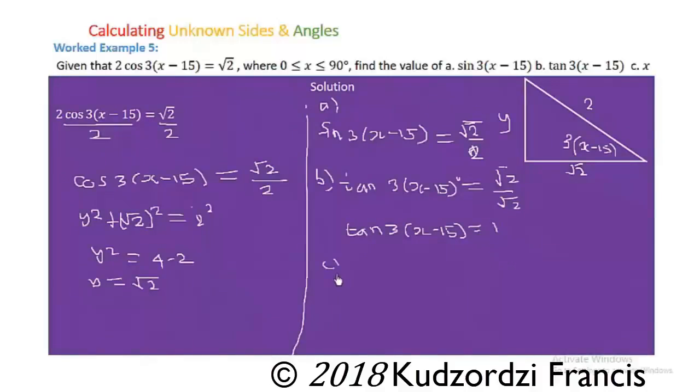So the C aspect, we are finding x. We can use this or this. So we take the tan inverse of this to obtain 3 into bracket x minus 15 is equal to the tan inverse of 1.